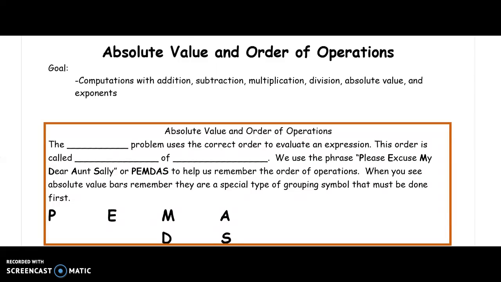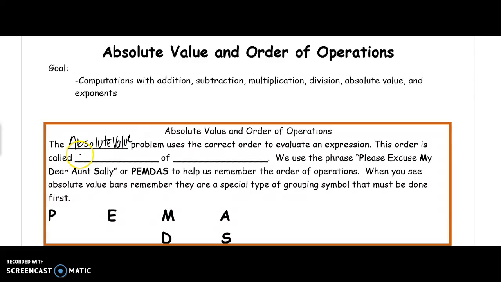Hey guys, today is your second day on absolute value, and we're going to throw in order of operations. We've talked about order of operations already, but now we're going to have absolute value in there. So the absolute value problem uses the correct order to evaluate an expression.